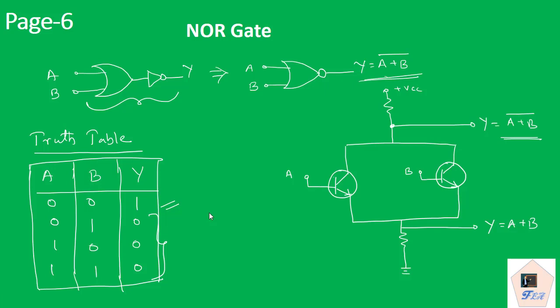Now these NAND and NOR gates have a unique property, and we can realize any of the basic gates using NAND and NOR gates. That is why these NAND and NOR gates are called universal gates. Regarding the universal gates, we'll be having a separate lecture, and in the next lecture we shall be discussing the XOR and XNOR operation.